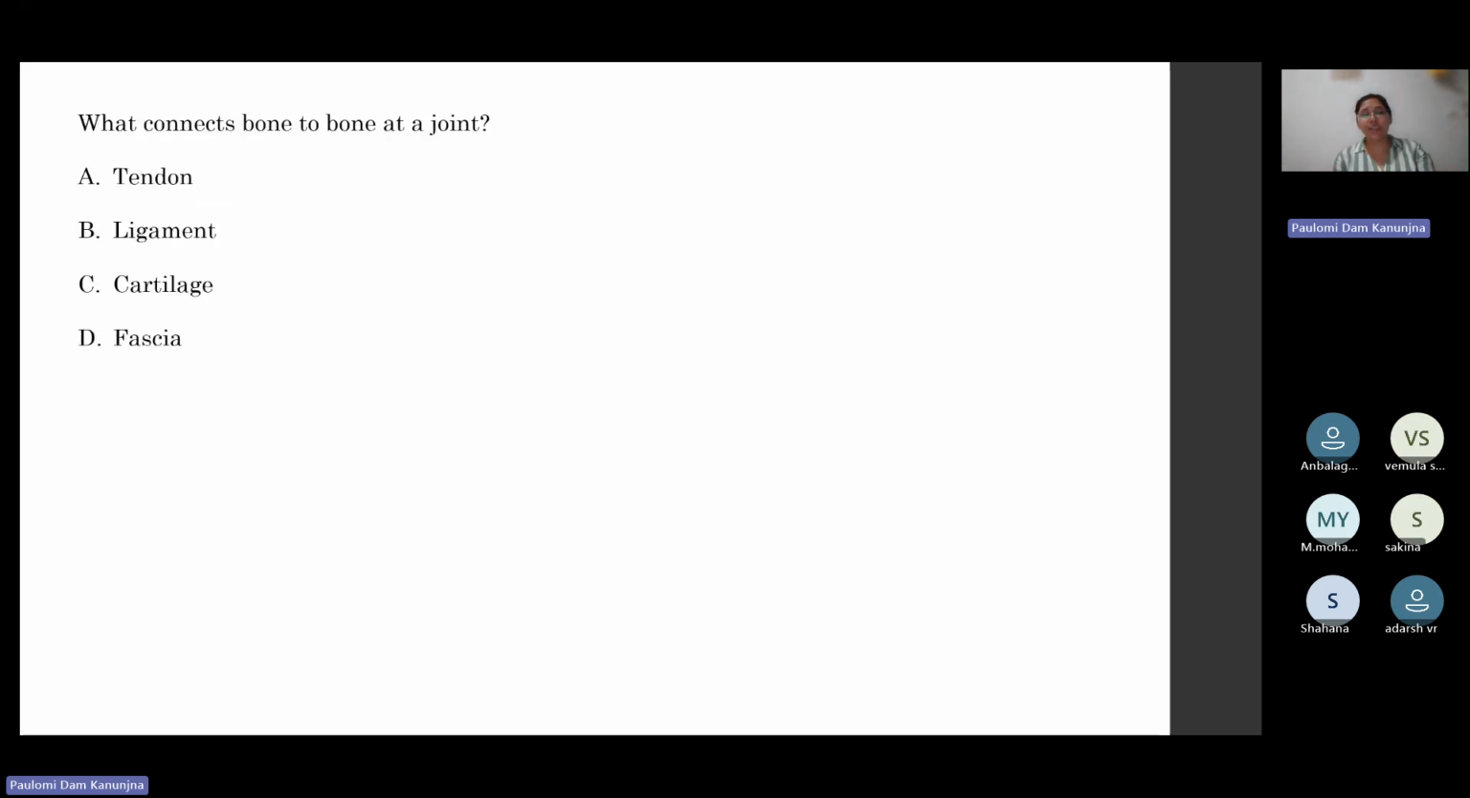Okay. This one is very easy, but it's just to end the first few topics. So a bone-to-bone junction is called, or in other terms, what connects bone to bone?